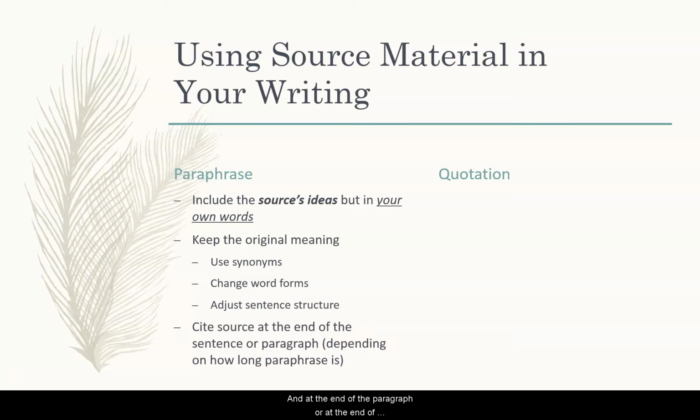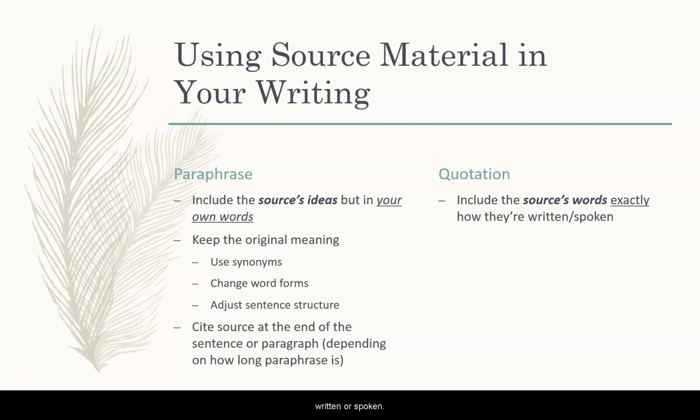And at the end of the paragraph, or at the end of the sentence, depending on how long your information is, you're going to cite the source. And we'll talk about how to do that a little bit later in this video. The second option for including material in your writing from a source is to quote. And quoting has you include the source's words exactly how they were written or spoken. So you're going to take the source's information exactly the way you see it, and it's included in your writing.